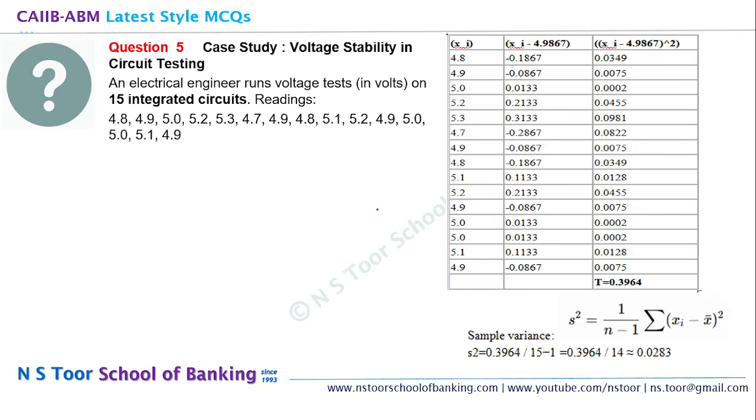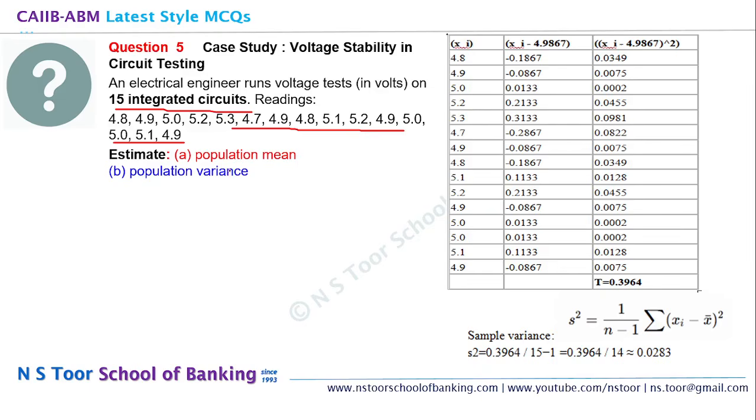Next question. An electrical engineer runs voltage tests on 15 integrated circuits. What is the sample size? 15 integrated circuits. They have already given it here. Their readings are 4.8, 4.9, 5.0, and so forth, and the last are 5.1 and 4.9. So they have given voltage testing data for these 15 integrated circuits.